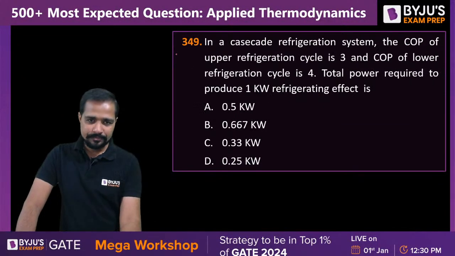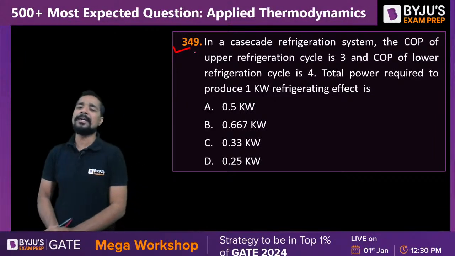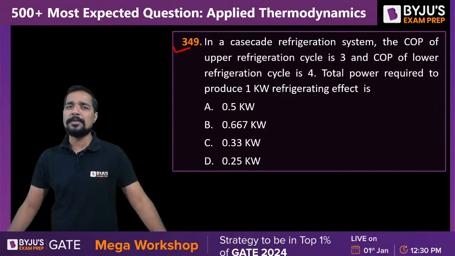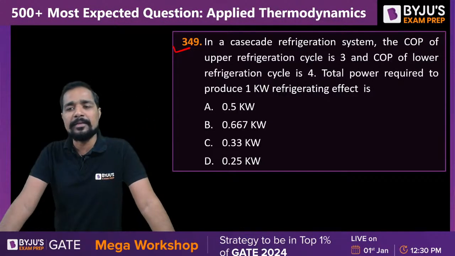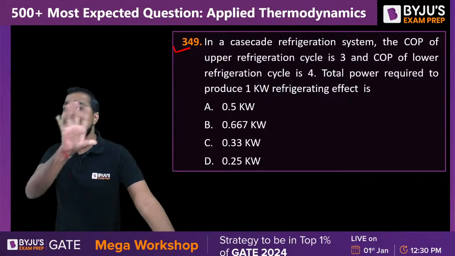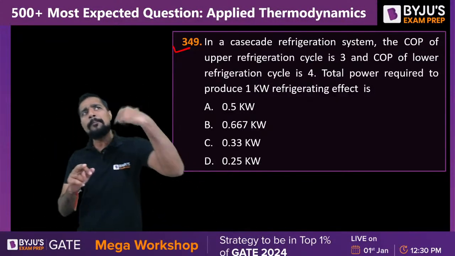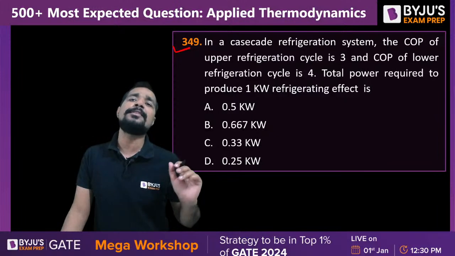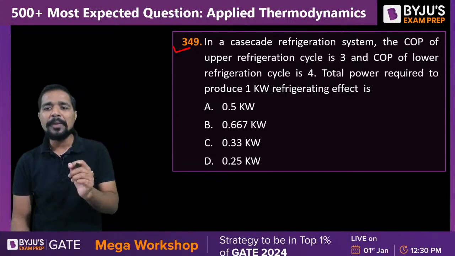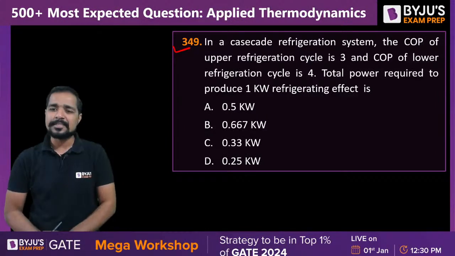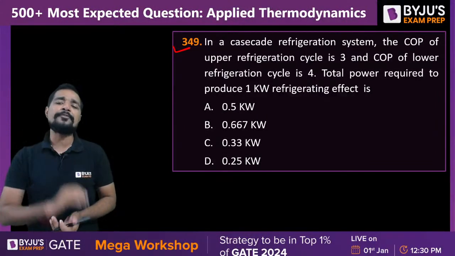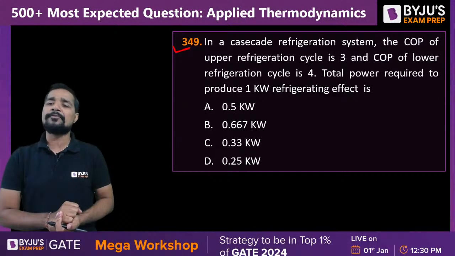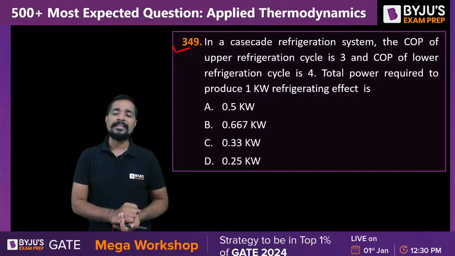Let's move forward. Important question is there. In cascade refrigeration system, very important question. Even though it is a 1 mark question, it is an important question. In a cascade refrigeration system, COP of upper refrigeration cycle is 3. You must know cascade system means 2 refrigerators are connected in series. COP of lower refrigeration cycle is 4. Total power required to produce 1 kilowatt refrigerating effect is? Write the answer very correctly.